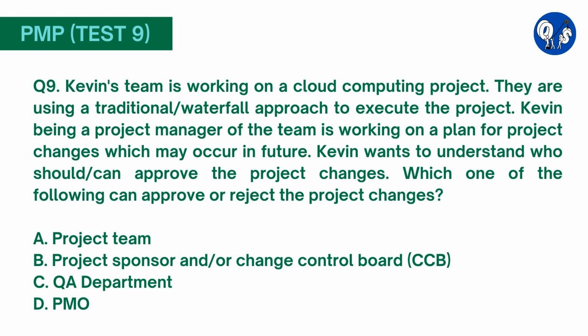Project sponsor or change control board, C. QA department, D. PMO. Here the correct answer is B. It is impossible to have a project with zero changes. Project changes are inevitable during the project life cycle. No matter which project approach, traditional or agile, the project might be using.